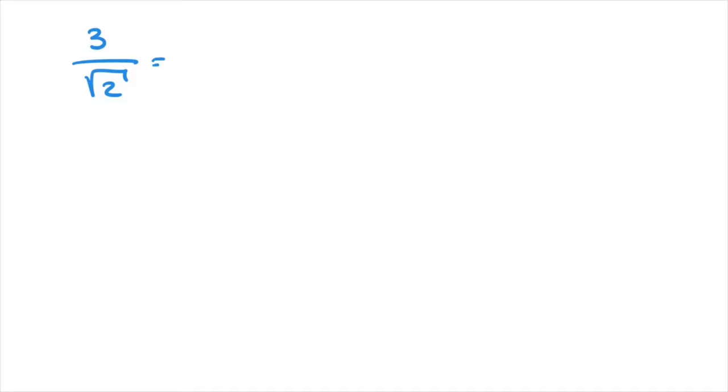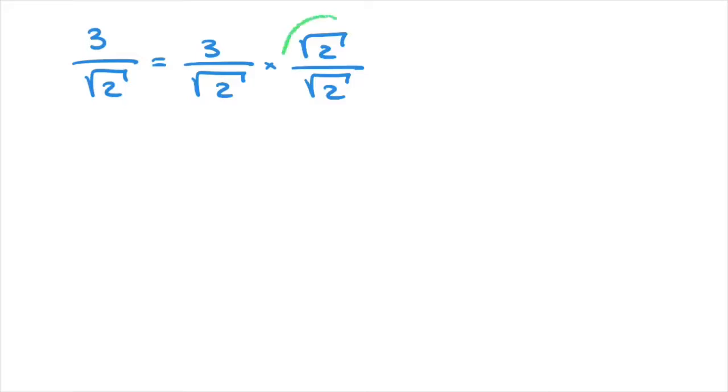This is equal to 3 over the square root of 2 times the square root of 2 over the square root of 2. And let me stop there for a second. This square root of 2 over square root of 2 is equal to 1. So when I multiply 3 over root 2 by root 2 over root 2, in essence, I'm just multiplying it by 1, and I'm not changing its value in any way.